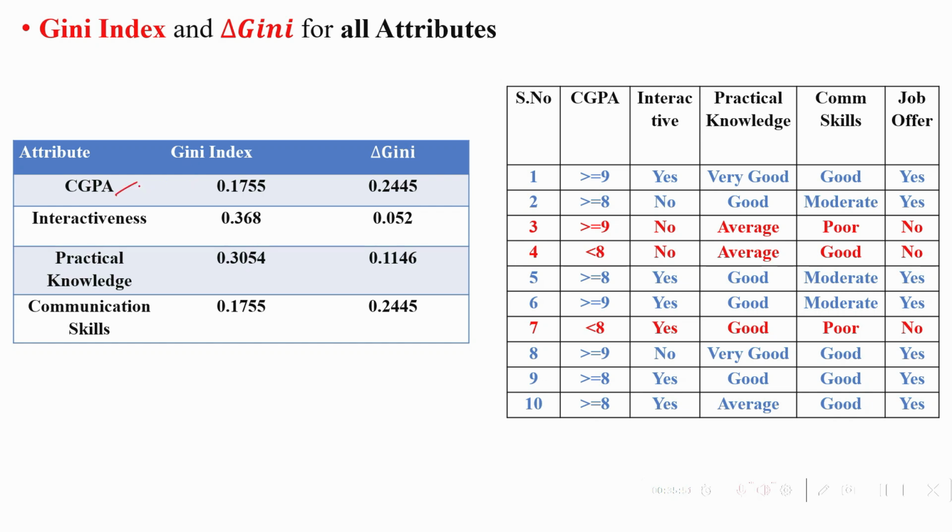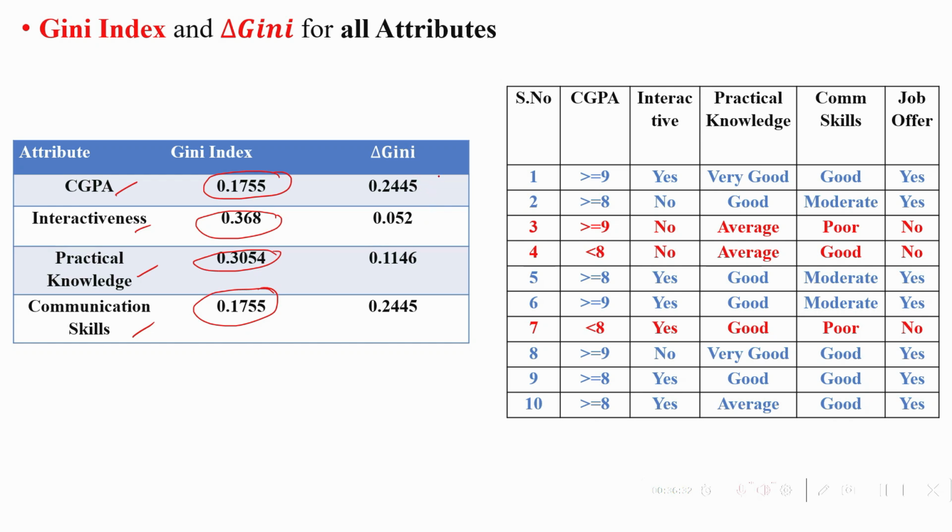Here we have CGPA, interactiveness, practical knowledge, and communication skills. Corresponding to the lowest Gini index values 0.1755, 0.368, 0.3054, 0.1755, the corresponding delta Gini values are 0.2445, 0.052, 0.1146, 0.2445. So here our aim is to find the root node. Among all the possibilities, which becomes the root node, that is our aim. The attribute having the highest delta Gini value becomes the root node.